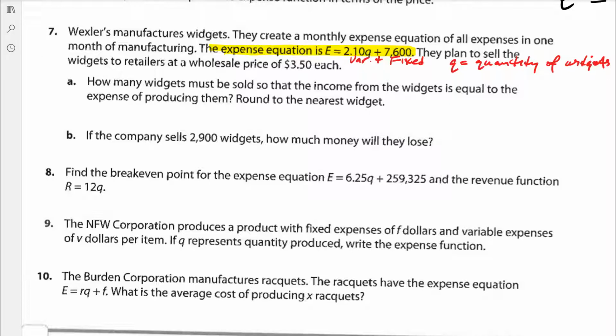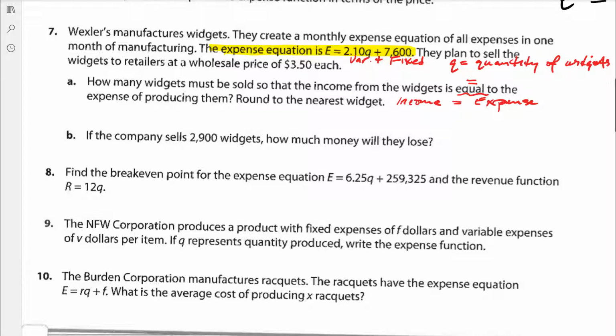So the question here says, how many widgets must be sold so that the income from the widgets is equal to the expense? Right away we have an idea here. We want income from the widgets to be equal to the expense. How many widgets must be sold so that the income from the widgets is equal to the expense of producing them, and round to the nearest widget.